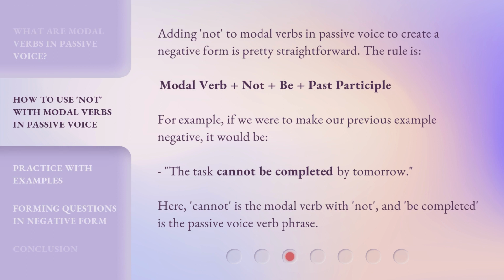Adding not to modal verbs in passive voice to create a negative form is pretty straightforward. The rule is modal verb plus not plus be plus past participle. For example, if we were to make our previous example negative, it would be: the task cannot be completed by tomorrow. Here, cannot is the modal verb with not, and be completed is the passive voice verb phrase.